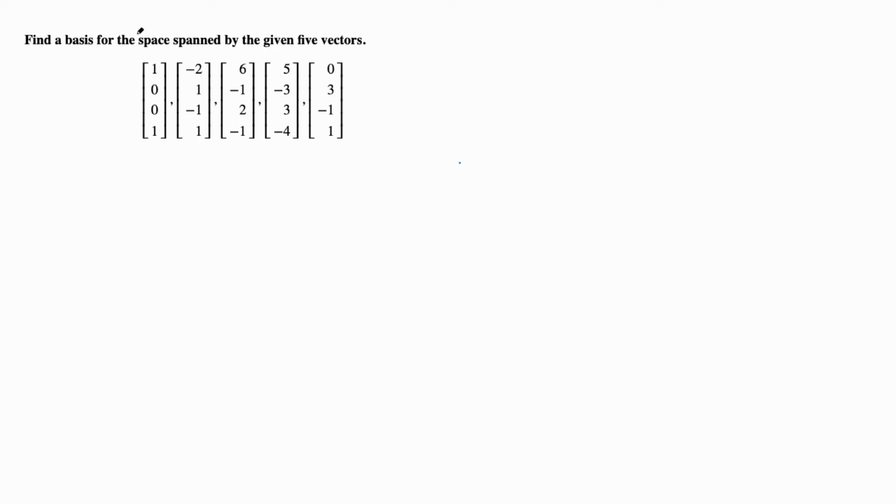Find a basis for the space spanned by the given 5 vectors. So we got 4 components, so these vectors are coming from R4 and we got 5 vectors, so obviously they are linearly dependent. So we have at least one extra vector, at least one, we don't know, maybe 3 or 2.